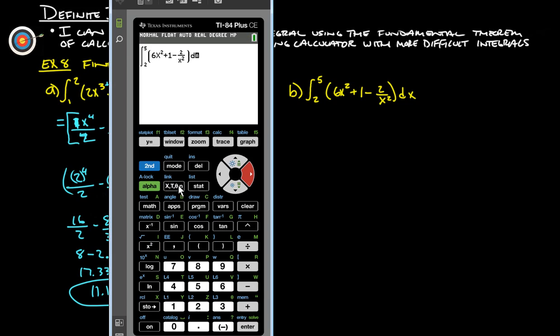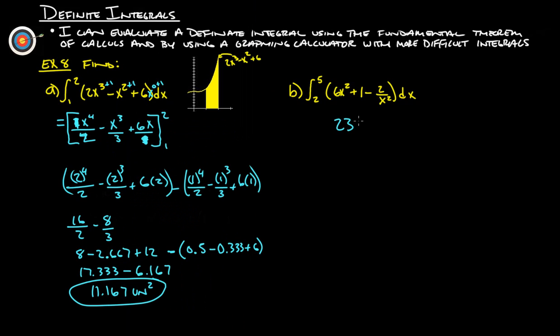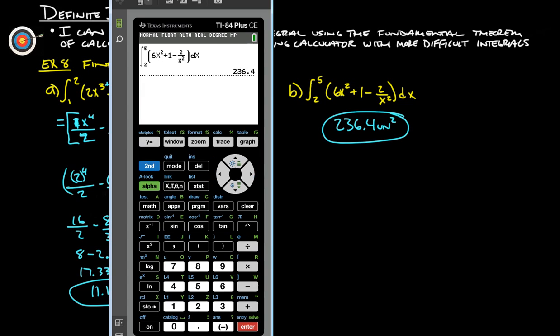and then this is all with respect to x, and then I simply push enter, and it's going to give us what that value is, 236.4 units squared. That's a lot. Okay, now really quick, again, you can do the same thing on the graphing calculator.